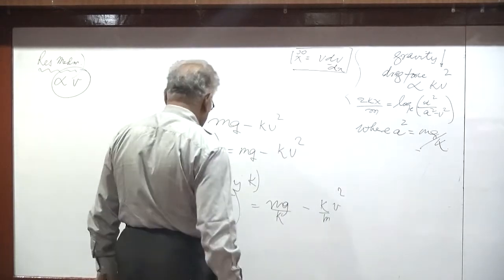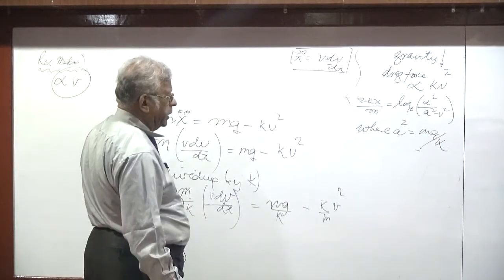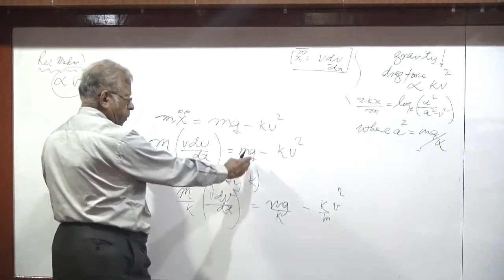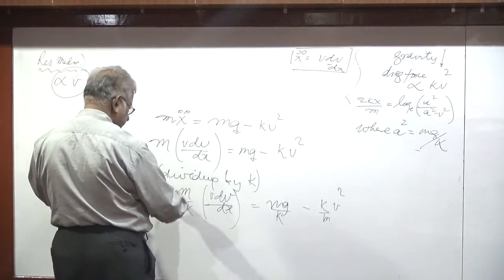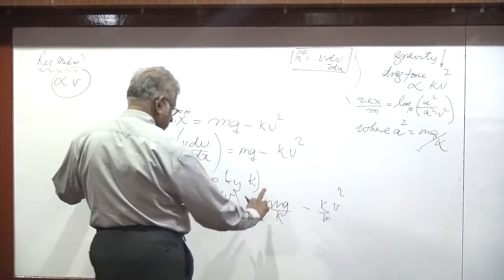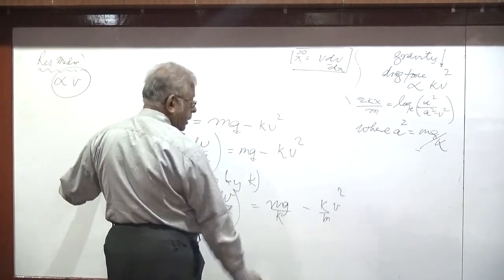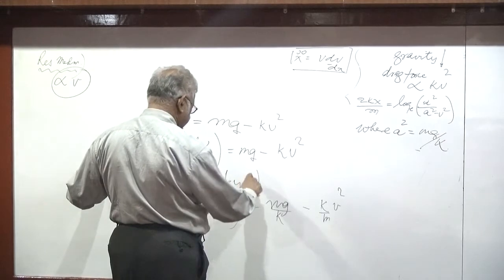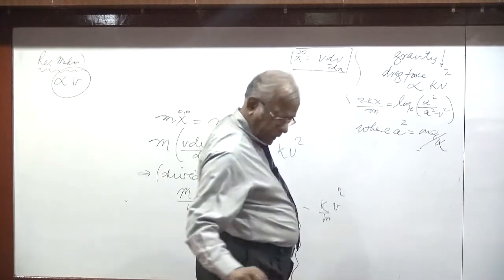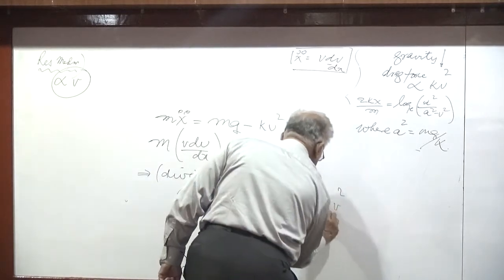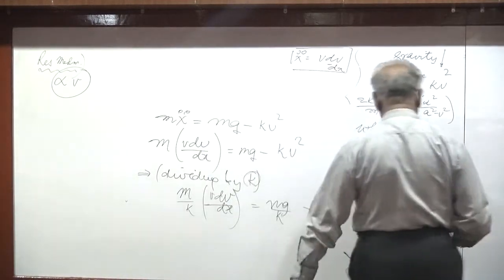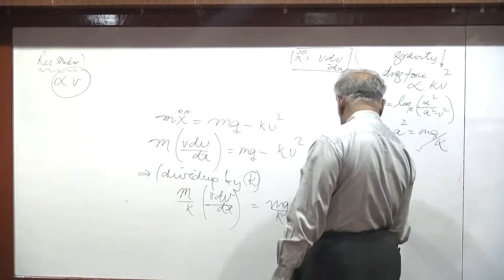Let's see. So far there is no error in modeling the problem and in writing the differential equation. We'll check once again. This is m v dv/dx equal to mg minus kv square. Next step, we divided by k. So m by k v dv/dx is equal to mg divided by k minus, oh, we have to divide by k here. Here is a mistake. So this becomes minus v square. And this is nothing but a square minus v square.